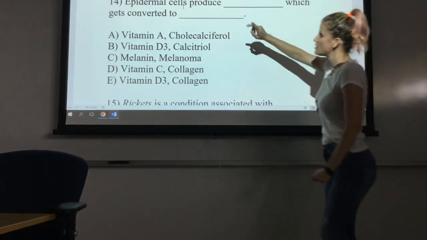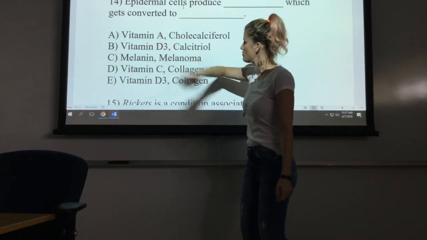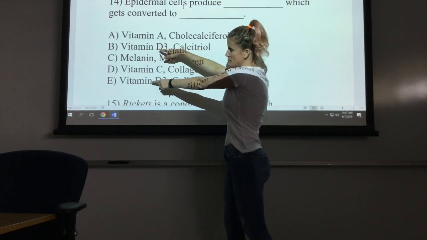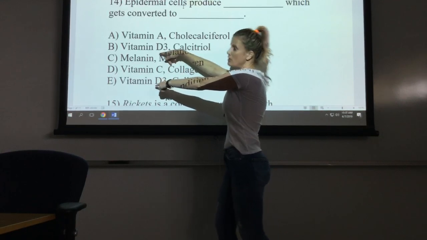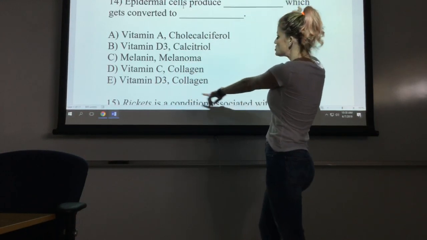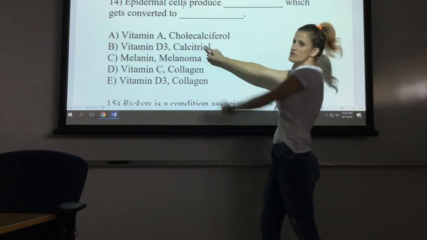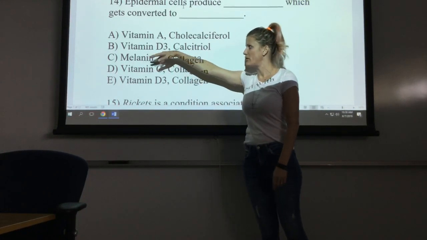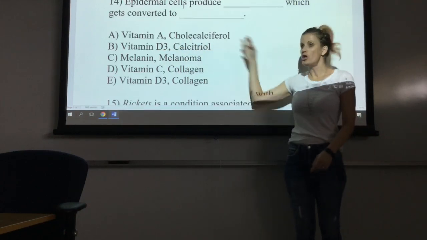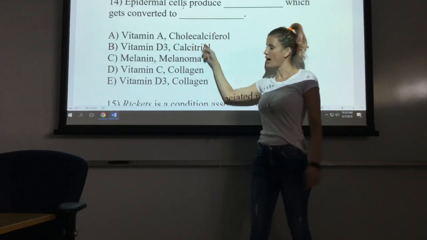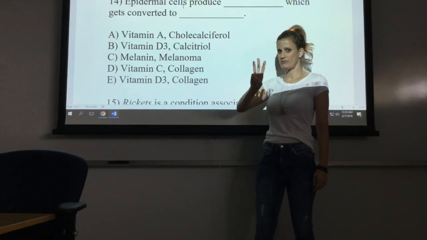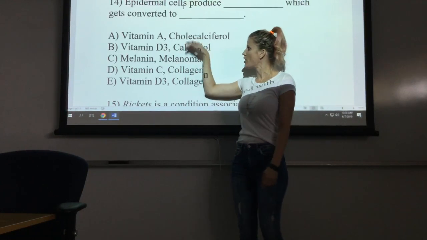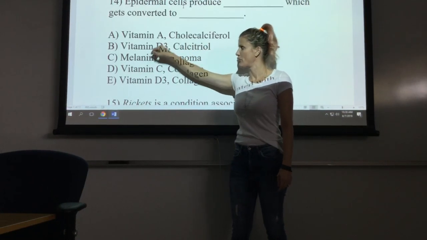Okay, so cells produce vitamin A, no. Vitamin D3, okay, so that's right. I know it must be either B or E. So they produce vitamin D3, which gets converted to calcitriol, right? Not collagen. So the answer is B. Vitamin D3 gets converted to calcitriol. I remember that because tri means three, right? Like a tricycle has three wheels. So calcitriol comes from D3.